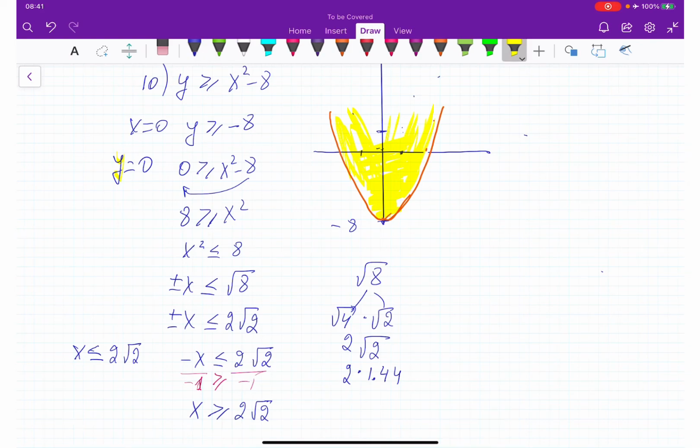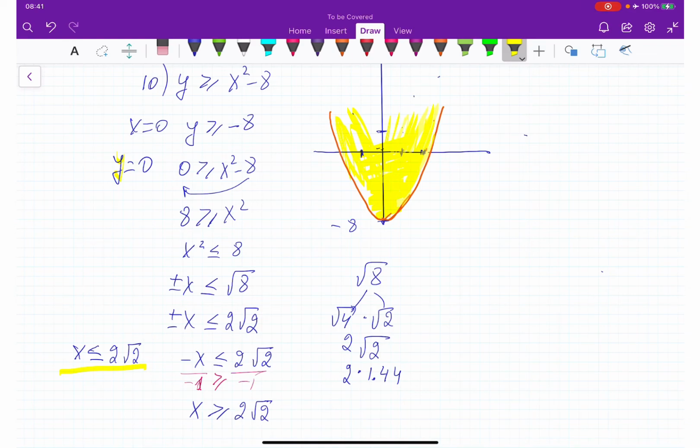So how much is 2 square root of 2? We know that this is 1, right? We built y is equal to x squared. We took 1 and 1. So this is going to be about 2 and a little bit over. Just like we said, 2 and a little bit over. So x is less than 2.2, limited by this border.